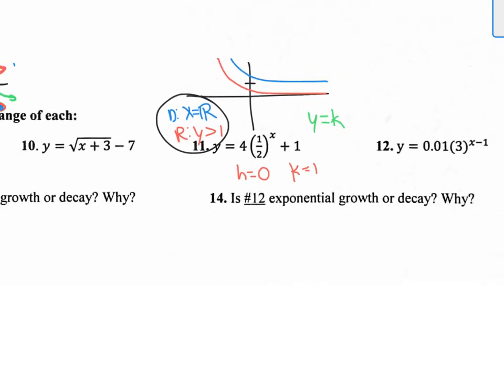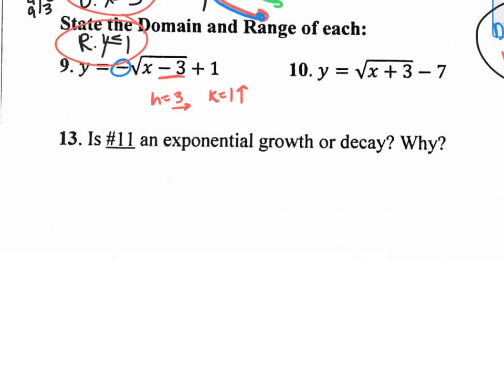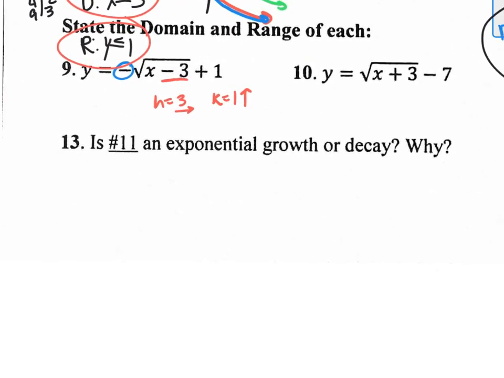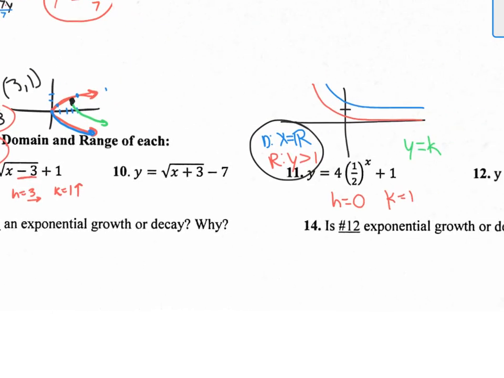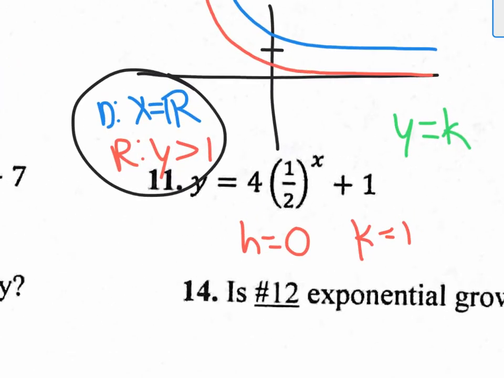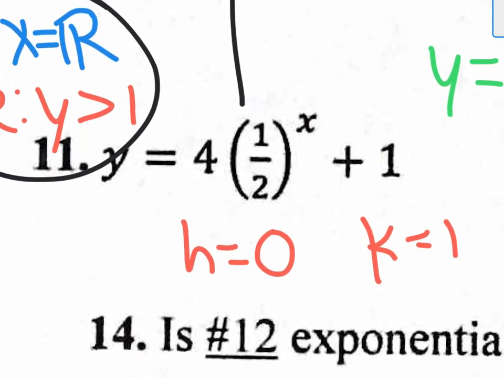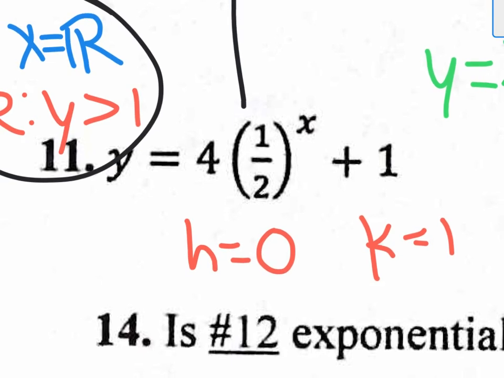All right. Moving on to question 13. Is number 11 an exponential growth or decay? I don't know. We just did that one. We just said it was a decay. And why is it a decay? Because the base is 1/2. It's less than 1. That's right.